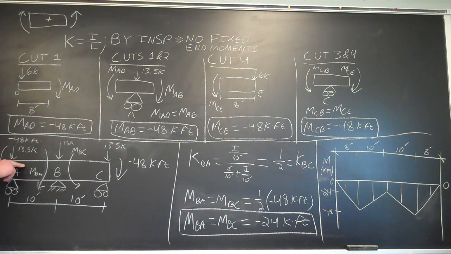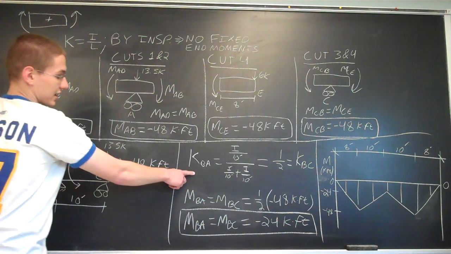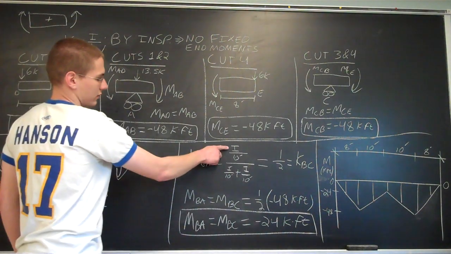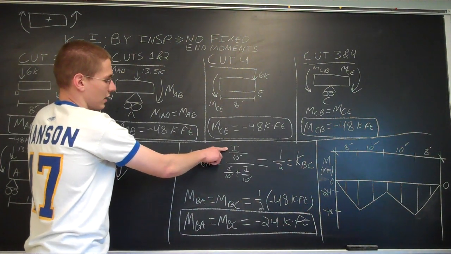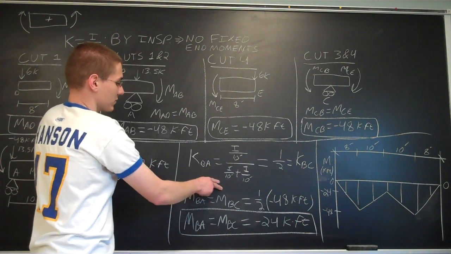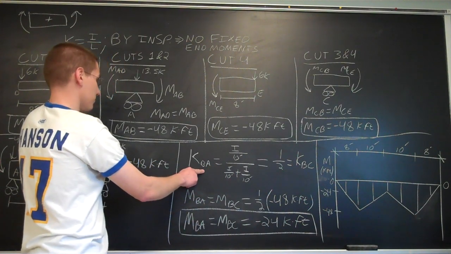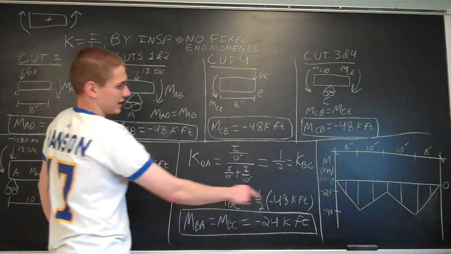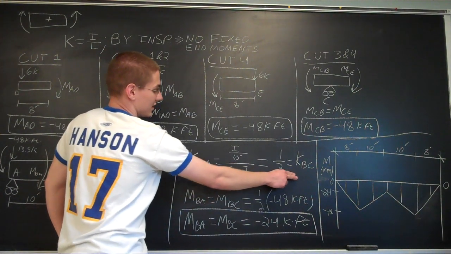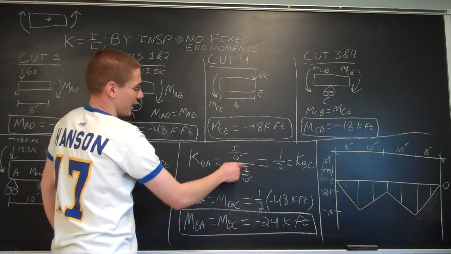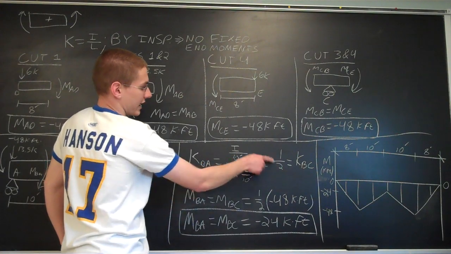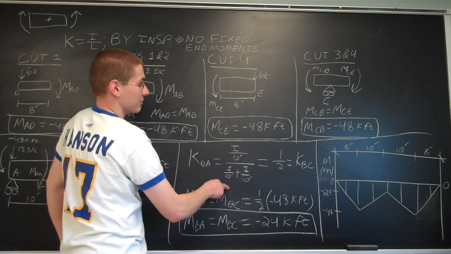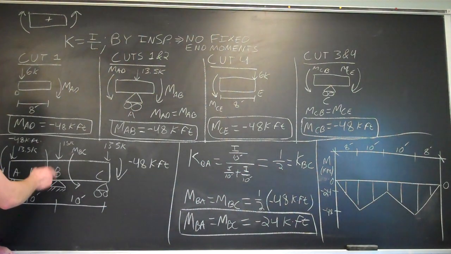From our analysis of using our Ks, we know that all the E's were the same, all the I's for the beam were the same. So your K between points B and A is going to equal your K between points B and C, which, if you cancel out the I's, is just going to be 1/2, as the spans are all the same length between A, B, and B and C.